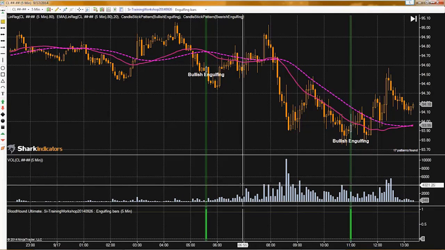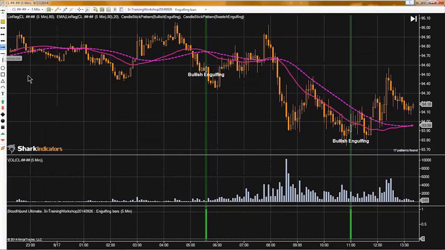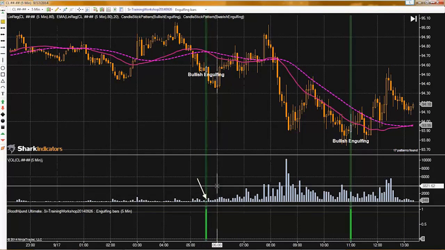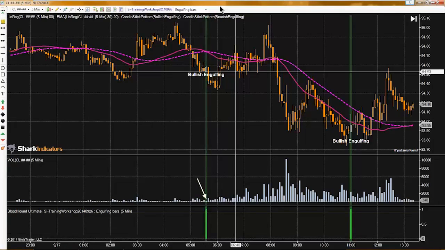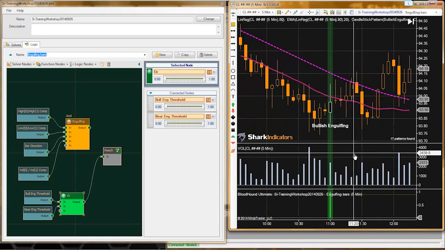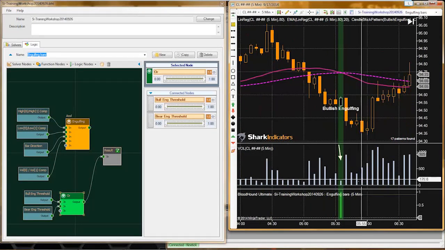Alright, so now let's implement the volume requirement. So look at this right here. Right, we can see the volume is far less than the previous bar's volume. So let's expand this out here. Here we go. So this bullish engulfing, the volume is quite a bit less, right?